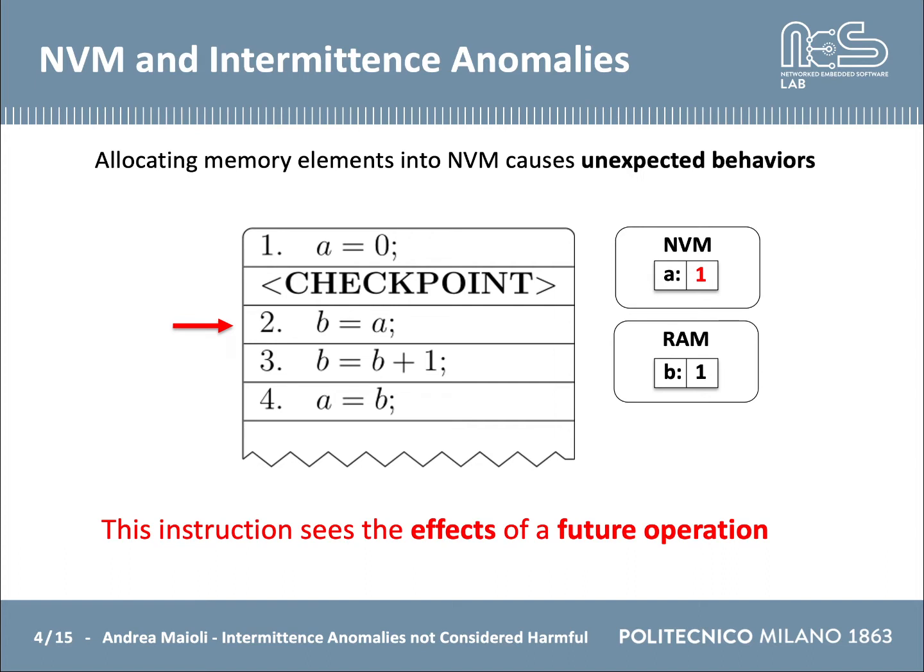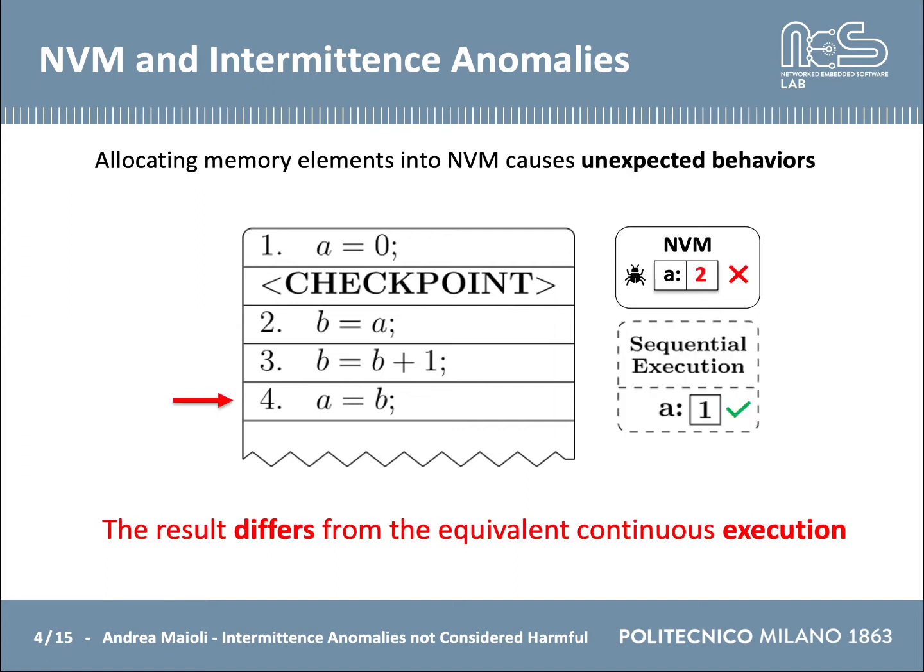Now, we resume the computation from line 2, and this is where the intermittence anomaly happens. In fact, line 2 accesses a value of variable a that was produced during the previous power cycle by a future operation, that is line 4. For this reason, at the end of the execution of line 4, variable a is instead updated to 2, and these results differ from the one we would obtain with an equivalent continuous execution of this same code, which would bring to having a equal to 1. So this clearly represents an unexpected behavior which may harm result correctness.